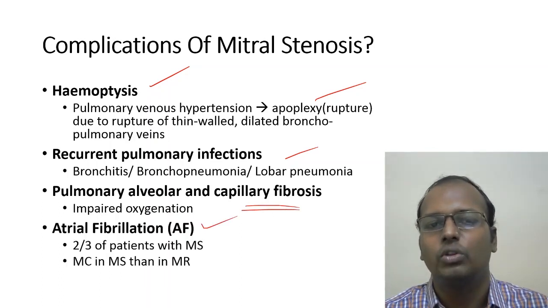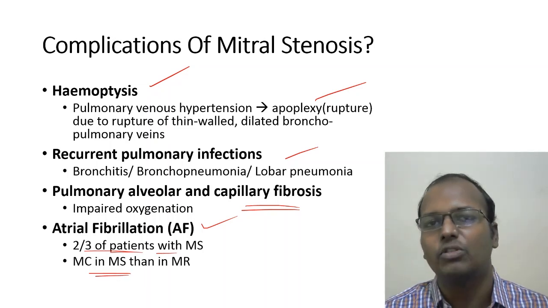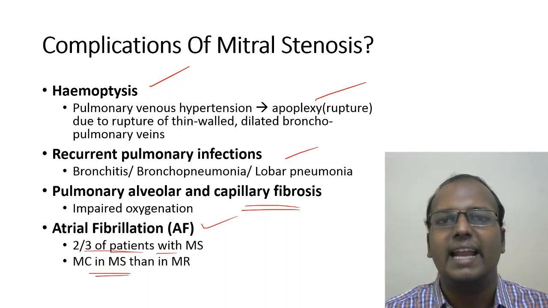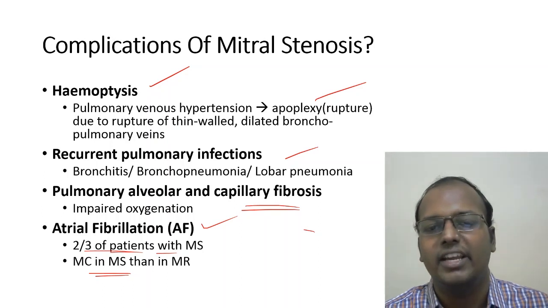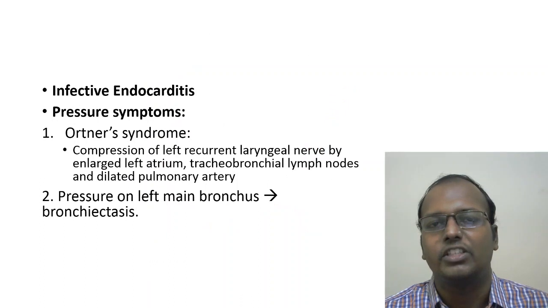And atrial fibrillation can occur in 2/3 of patients with MS, and it is more common in MS than in MR. That is, your mitral stenosis patients most commonly can have atrial fibrillation. It is very common in mitral stenosis than in mitral regurgitation, because mitral stenosis produces an enlarged left atrium, a very giant left atrium. So the conduction will be affected, and that will lead to atrial fibrillation. Infective endocarditis can occur.